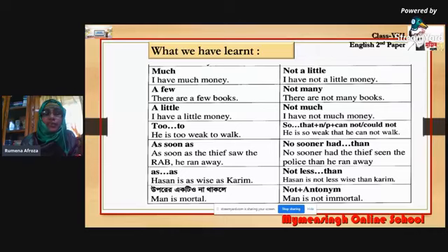If you find true in the affirmative sentence, you will use so that, then subject, then cannot or could not. Could not will be used if the first verb is in past form. As soon as, what will be the answer? No sooner had than. Of course you will remember that when you use no sooner had, the verb will be in past participle form. As soon as the thief saw the police, he ran away. No sooner had the thief seen the police than he ran away. If we find as in the affirmative form, you will use not less than instead of as.